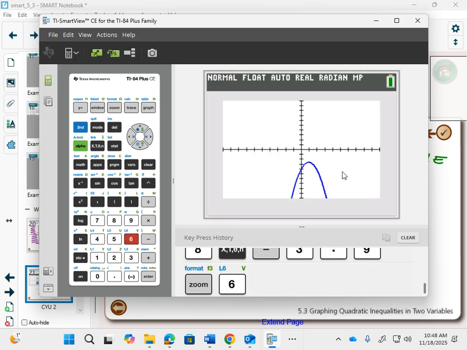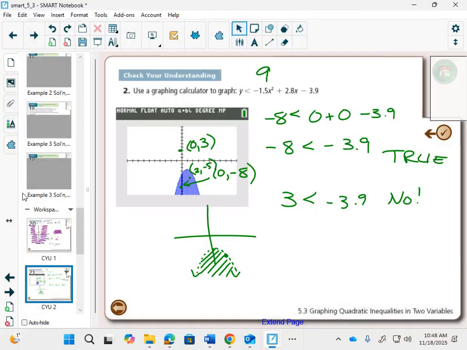And then if you hit the graph button, this is what should show up. That's your parabola. Now what do we want to do? We actually want to shade, and because it's less than, shading below would be this part, and you'd have to have a dotted line. So the question is, can your calculator do that for you as well? And the answer is yes.